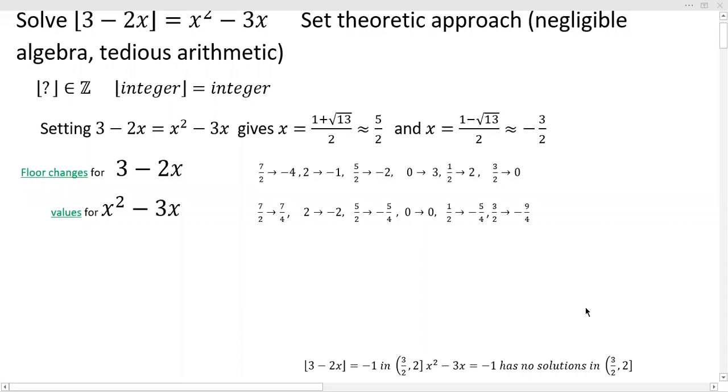Hey everybody, I've been waiting a while to show you this problem. This problem was posted on the SyberMath website, and it's a little bit different. It's a floor function, but the left-hand side is not actually. The right-hand side is just the function itself.